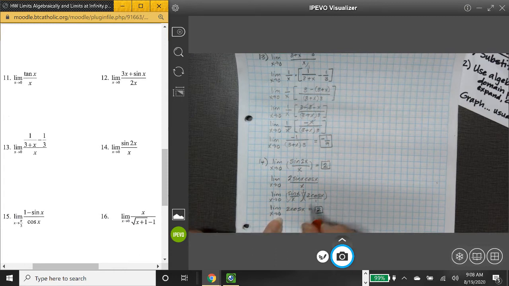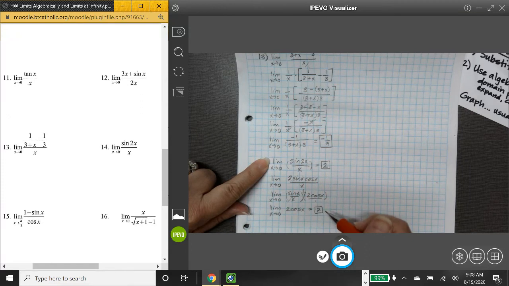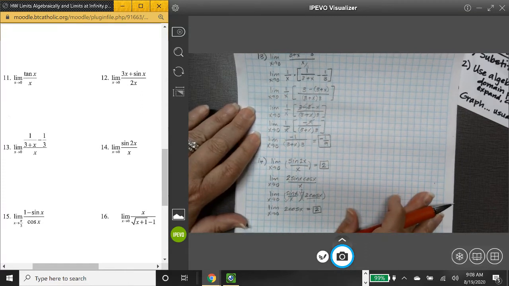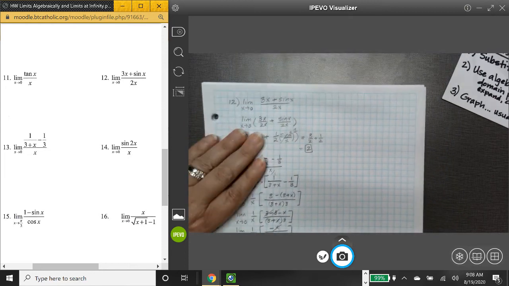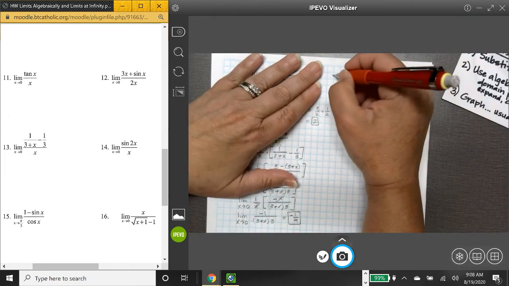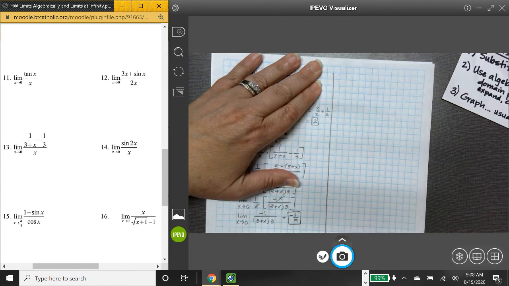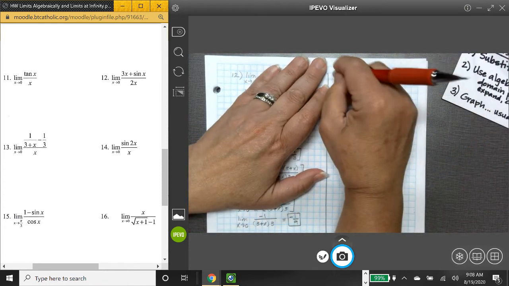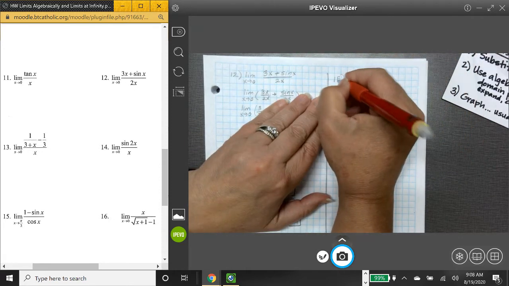So this, we did this graphically in class, but we can do it algebraically using the trig identity there for the double angle. All right, number 15. Gonna have my separation here. Number 15. It looks like a 16. Let's make it a 15.